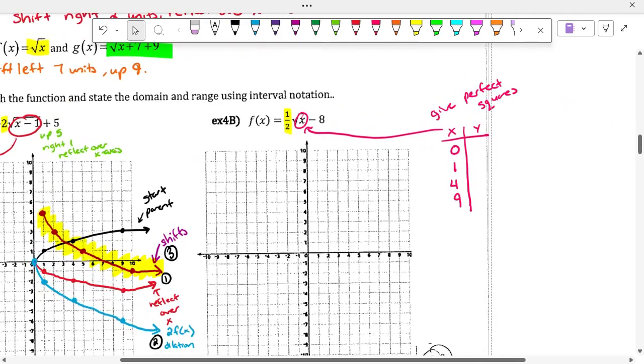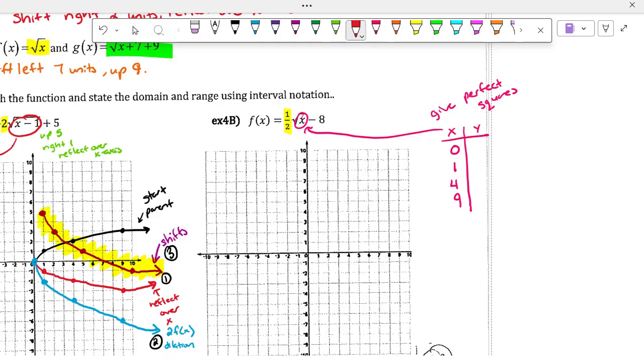Now, we're just going to do the math. So what's the square root of 0? 0. What's 0 times 1/2? 0 minus 8, negative 8. Square root of 1 times 1/2. 1/2, or 0.5, minus 8, negative 7.5.